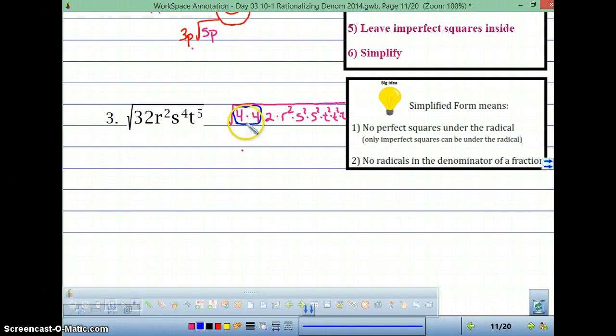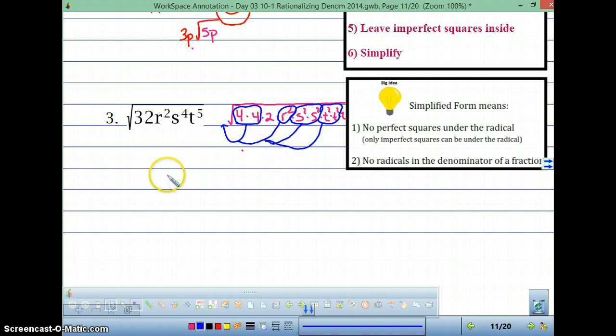What's the square root of 16? 4. Square root of r squared, that's going to be r. Here's a pair. I could do this one two ways. I could take square root of s squared is s, square root of s squared is s, or I could just say the square root of s to the 4th is s squared. Just saves a step. I'm all for saving steps. Oops, I forgot to round my arrow.